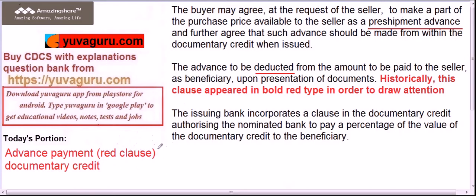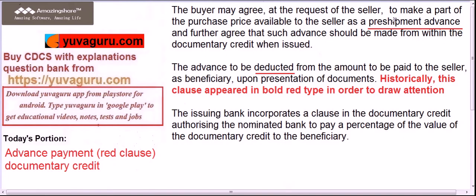What does red clause LC say? The buyer agrees at the request of the seller to make part of the purchase price available to the seller as pre-shipment advance. Means he agrees to pay some amount of that LC as a pre-shipment advance. Of course, issuing bank pays it, but there is a process to it. Let's see that.